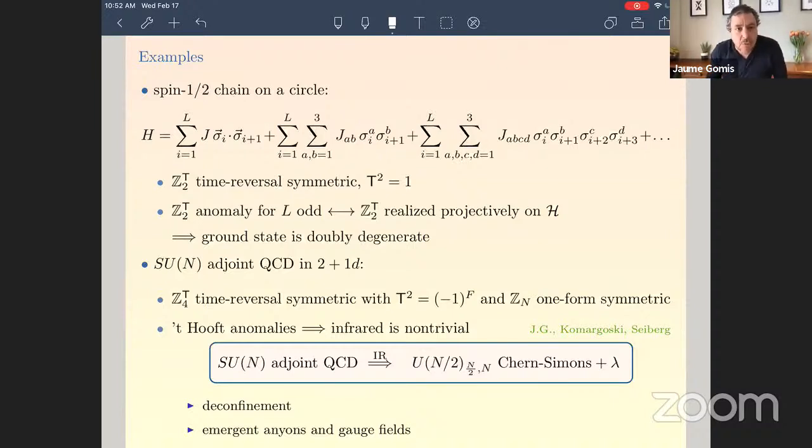So this is just to give you a flavor of what strong consequences 't Hooft anomalies can have for the dynamics of a quantum system.